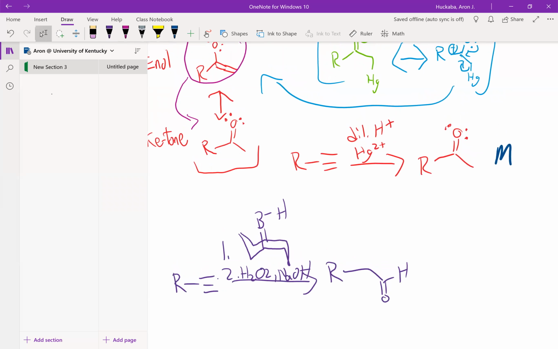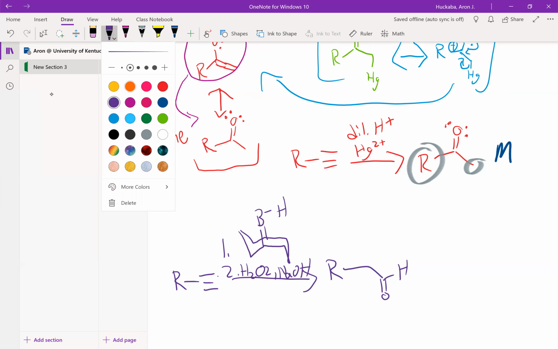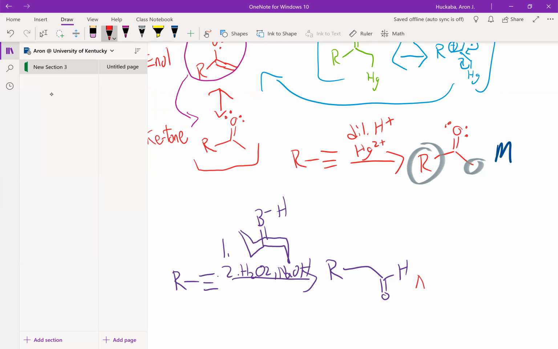Just so we know the naming, whenever you have a molecule that has a C double bond O and two carbon atoms attached to the carbon of this carbonyl group, that's called a ketone, as we just saw. And if you have one of those carbons replaced by a hydrogen, that's called an aldehyde.